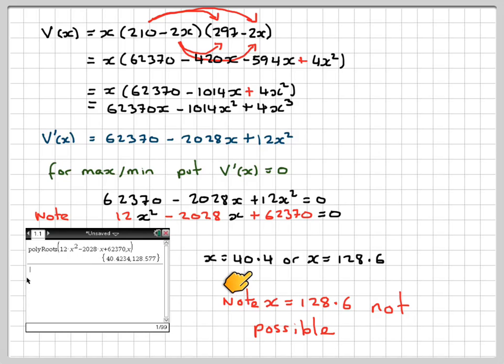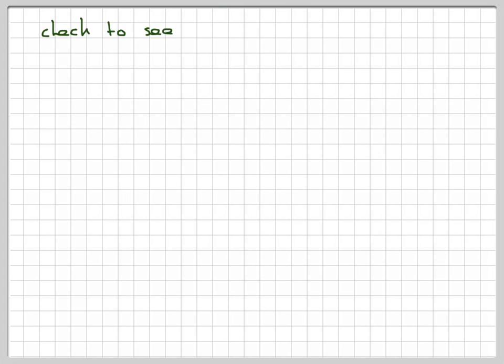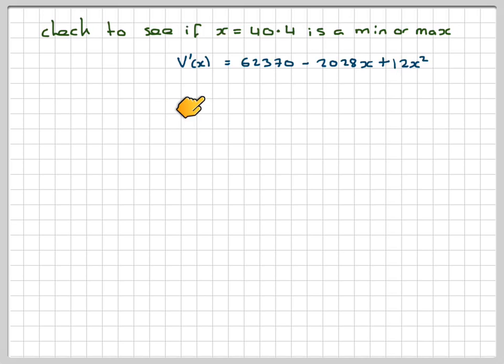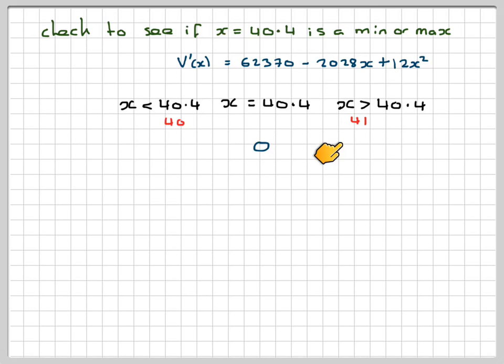So now what we need to do is to show algebraically that 40.4 is a maximum. So check to see if x is equal to 40.4 is a maximum or minimum. So we take the first derivative, which was this, 62,370 minus 2028x plus 12x squared, and therefore we consider x is equal to 40.4, x just less than 40.4, and x greater than 40.4. So here we have 40 and 41.